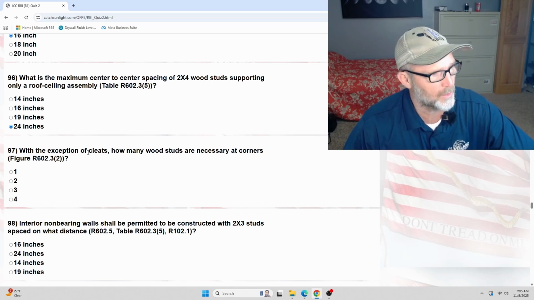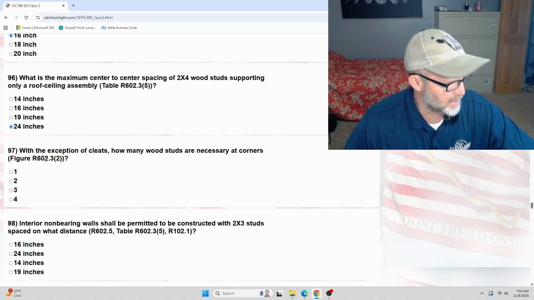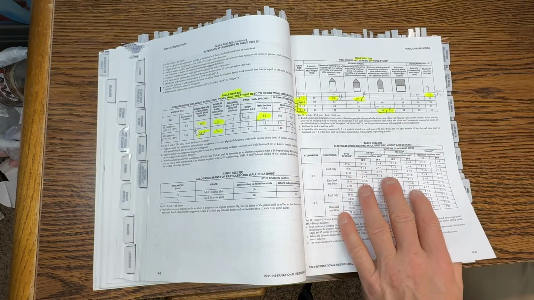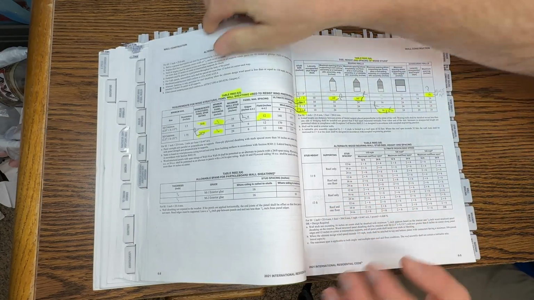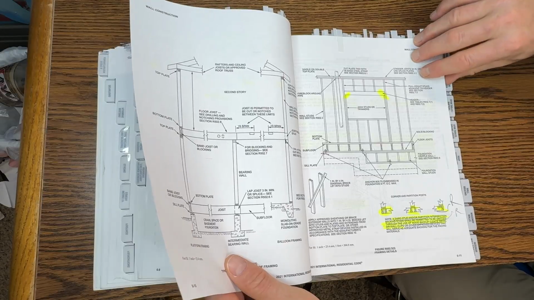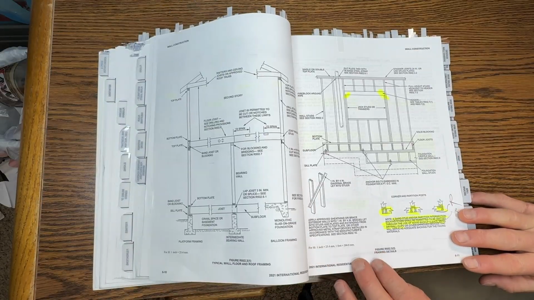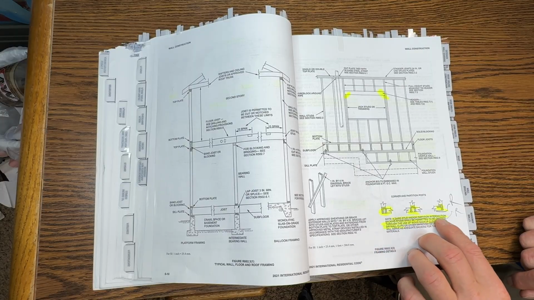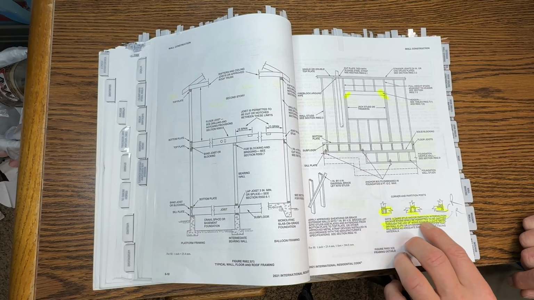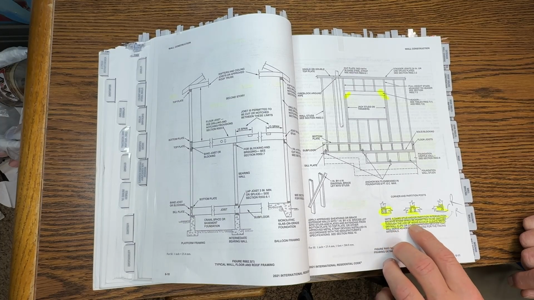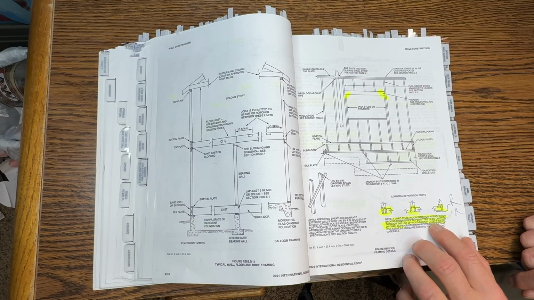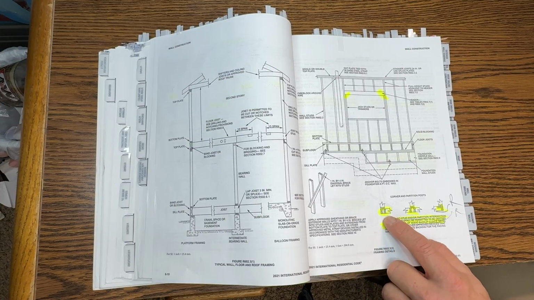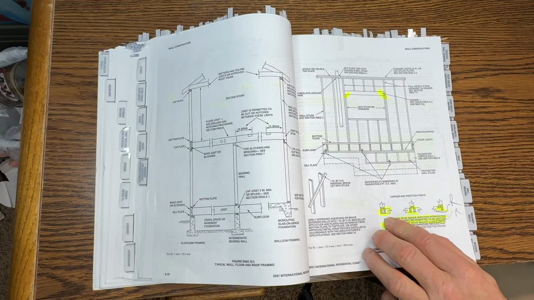So when you're framing up a corner, how many studs at a minimum do you need? Figure 602.3(2). Just bear with me as I hunt this down. Actually, it's figure 602.2.3(2). A third stud and/or partition intersection backing studs shall be permitted to be omitted through the use of wood-backed cleats. So if you don't have cleats, the number is always going to be 3 studs at your corner. Otherwise, it'd be kind of challenging to get your sheetrock into place.